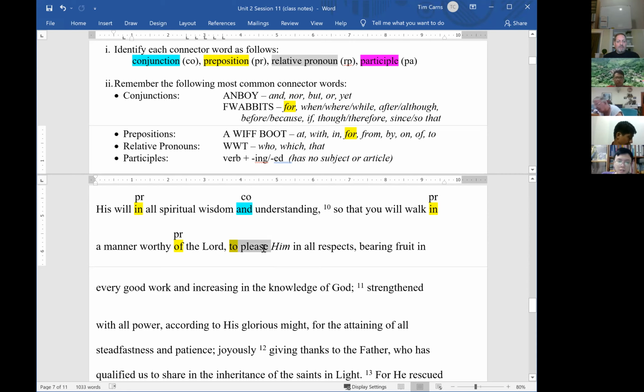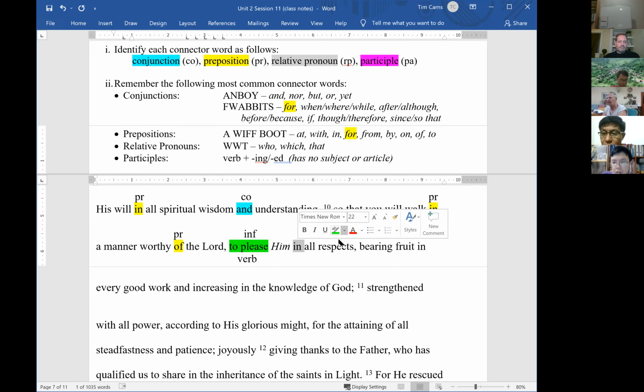Yes, good catch. Please is a verb, right? So please is a verb here, so this is actually an infinitive. It's not a connector word. That's why we're identifying it, because to would be by itself a preposition, but to please is an infinitive. Okay, in, good. Another in, preposition.